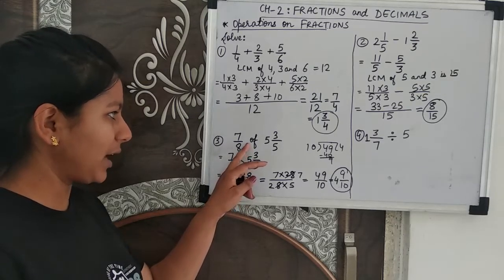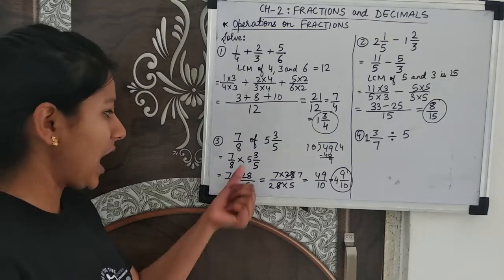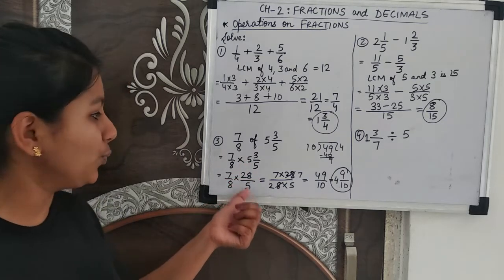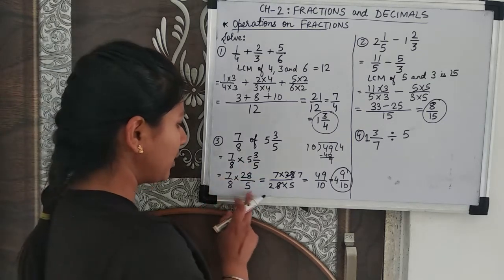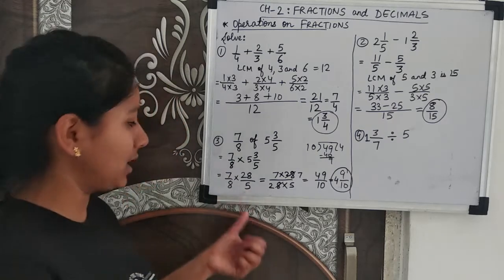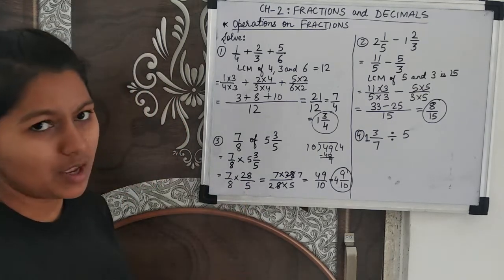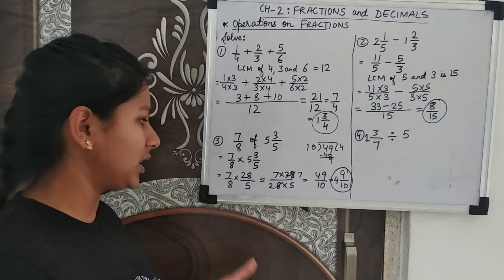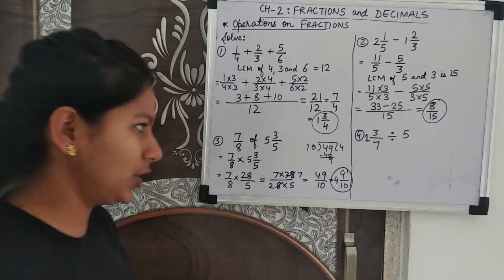Just keep in mind that of means multiply. And wherever a mixed fraction is there, the first step will be to convert it into an improper fraction. And in multiply, I have not taken the LCM. Here also the denominators are the same, but we will not take LCM; we will simply multiply numerator by numerator and denominator by denominator.